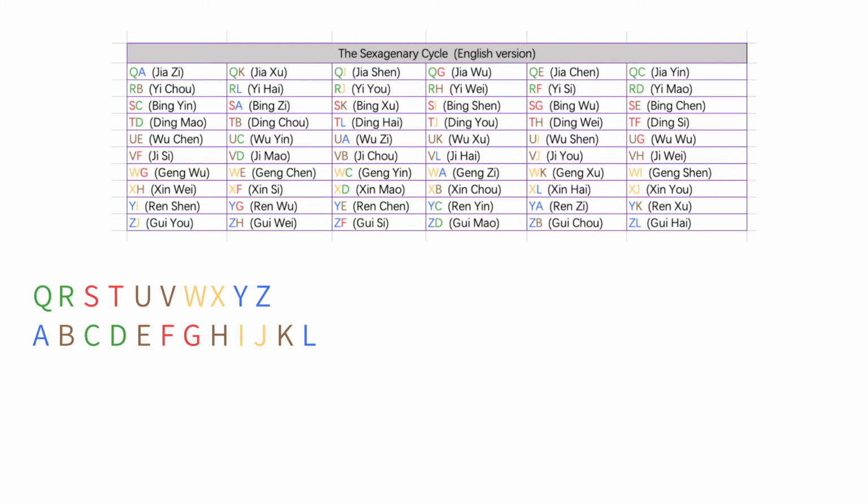Then we map the 10 heavenly stems to the 12 terrestrial branches one to one. As you can see, because K and L don't match heavenly stems, K and L are the empty and death in QA Xun. What is Xun? I have already introduced it in the previous video. Now you know why a Xun is only 10 days.